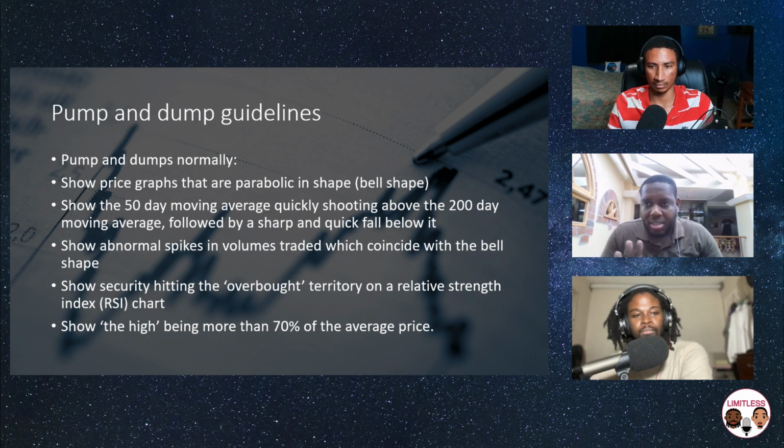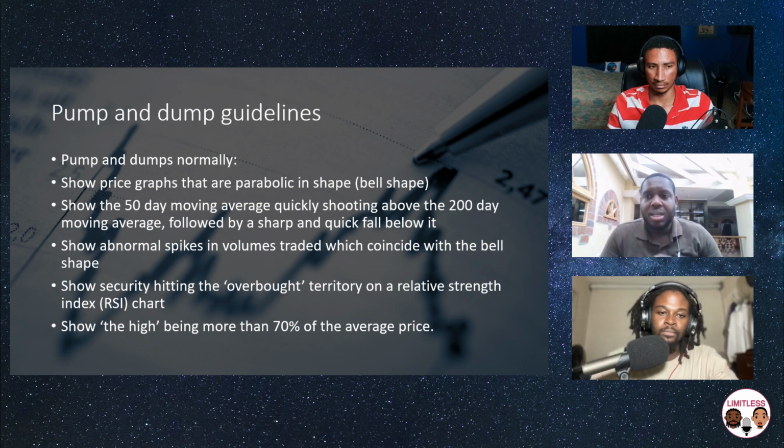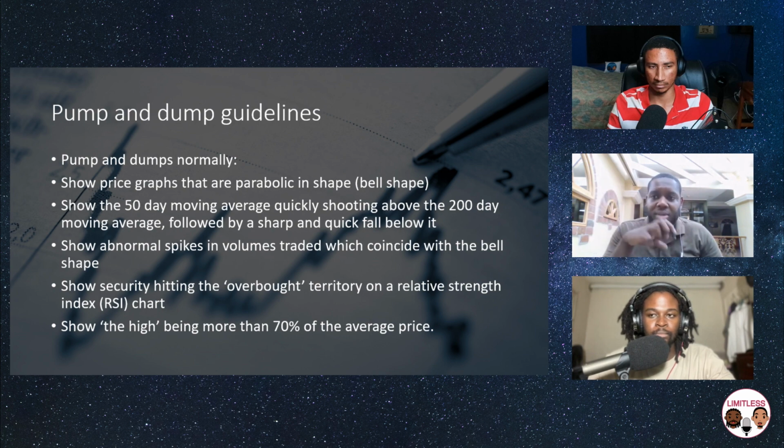Prices have moving averages. The 50-day moving average is basically the average price of the last 50 trading sessions, and the 200-day is the average price of the last 200 trading sessions. So they're basically just showing you how the price has moved over the last 50 days versus how the price has moved over the last 200 days. Normally, the 50 is more volatile than the 200 because the 200 is collecting more price points, so it will smooth out. But not only is the price chart showing a bell shape, the 50-day also shows a bell shape.